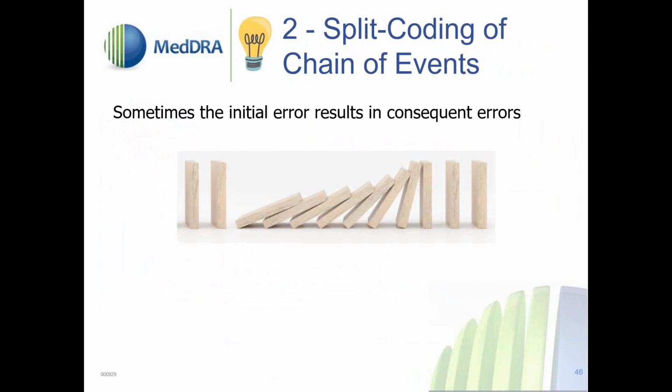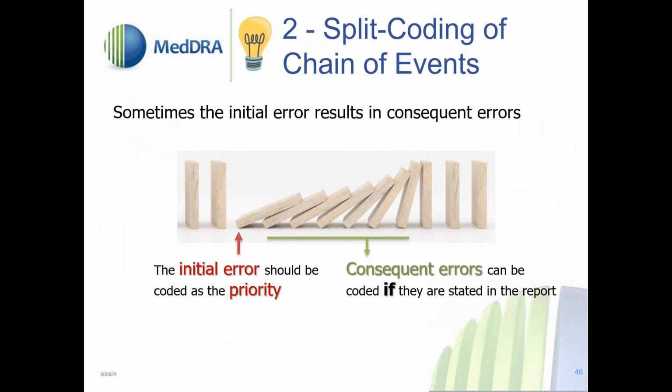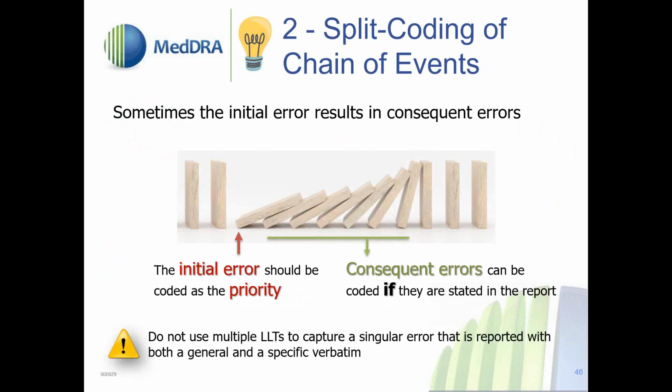Sometimes you will get a report of a chain of events where an initial error leads to additional subsequent errors or even adverse events in the patient. Then code the initial error as the priority, and all subsequent errors and adverse events have to be coded in addition, if they were reported, of course. But do not use multiple LLTs to represent one singular incident that is reported with both a general and a more specific description in the reported term, the verbatim.